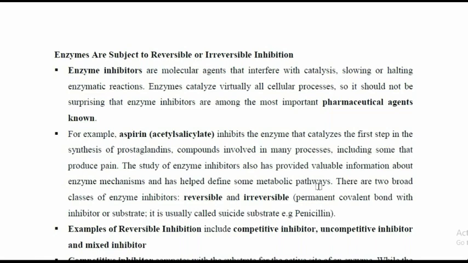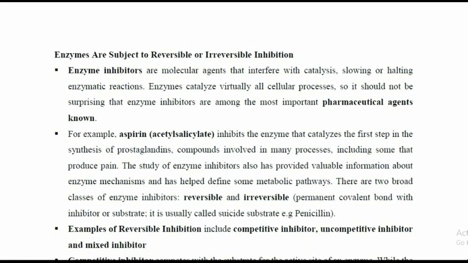So that's the function of the various inhibitors that we have, where some inhibitors are reversible and some are irreversible. Suicide inhibition is irreversible, just like penicillin binding to microbes. These are permanent covalent bonds, and once it binds, it kills the microorganism. That's why we have penicillin as an example. Examples of reversible inhibition are competitive inhibitors, uncompetitive inhibitors, and mixed inhibitors.